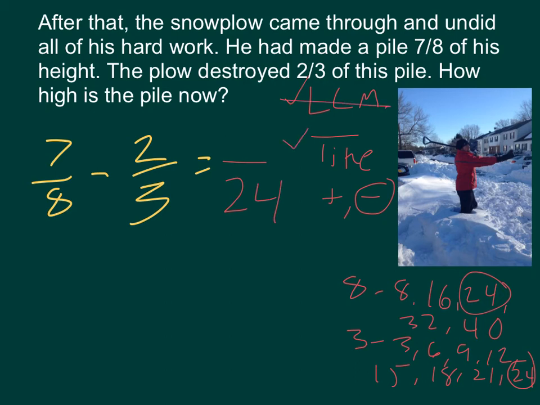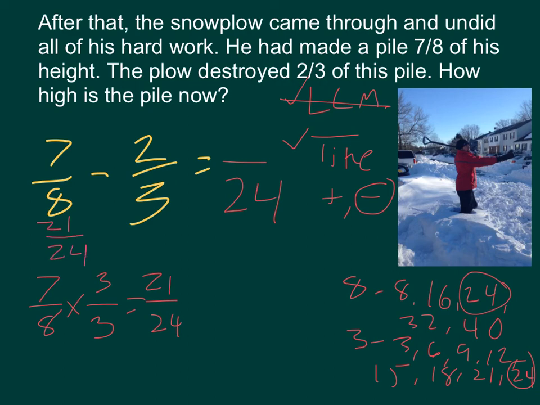Next step, create like denominators. So I'll take 7/8 times something equals something over 24. What do I do to 8? What do I multiply with 8 to get 24? I multiply it with 3. Whatever I do to the bottom, I must do to the top. 7 times 3 is 21. 21 over 24 goes right under the 7/8.